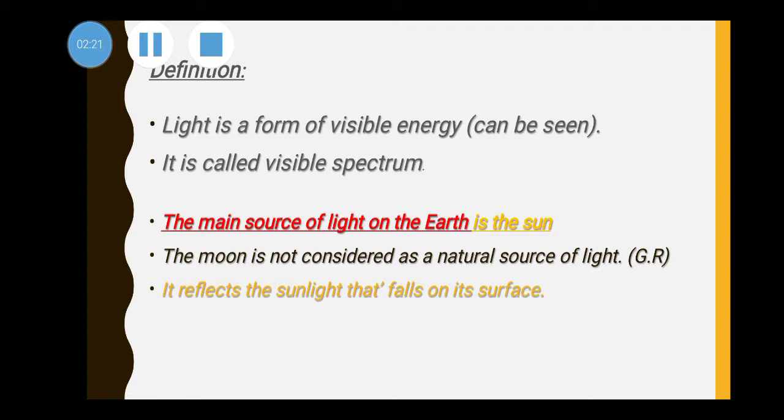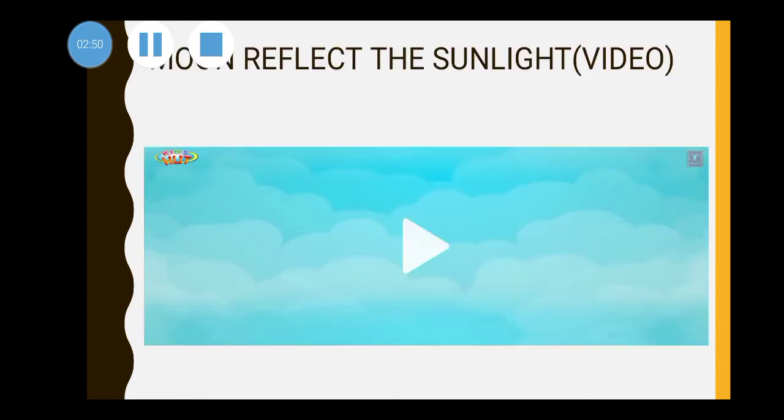We can see the moon at night, shining in the sky, but we cannot consider the moon as a source of light. Why? Because the moon does not emit light from itself, but it reflects the sunlight. Let's know what this word means and how the moon reflects the sunlight, and we will see that during this video.